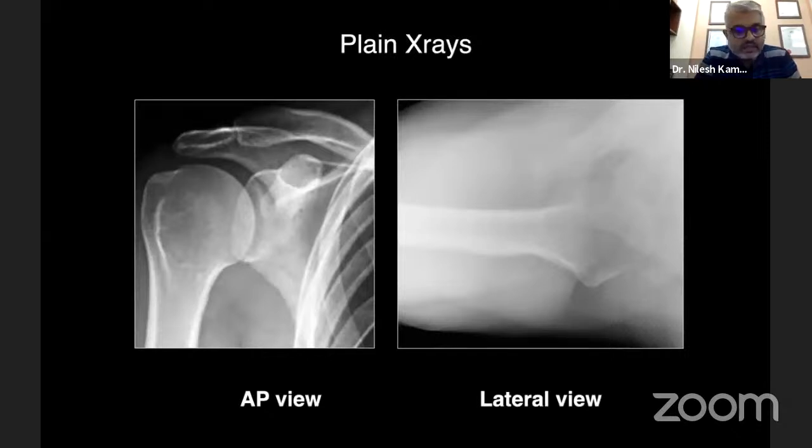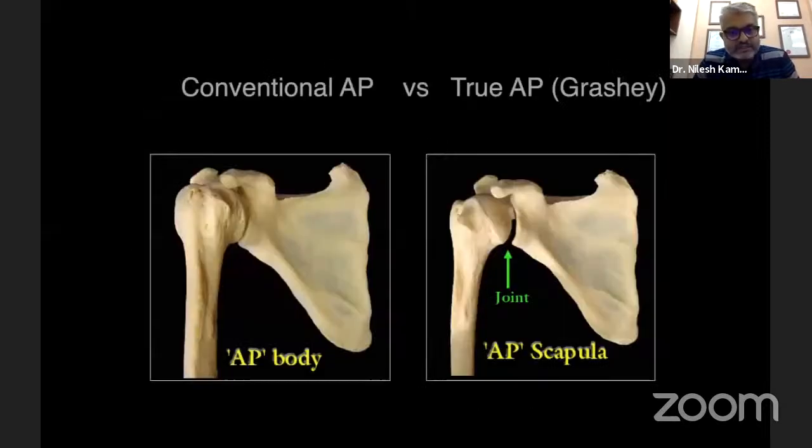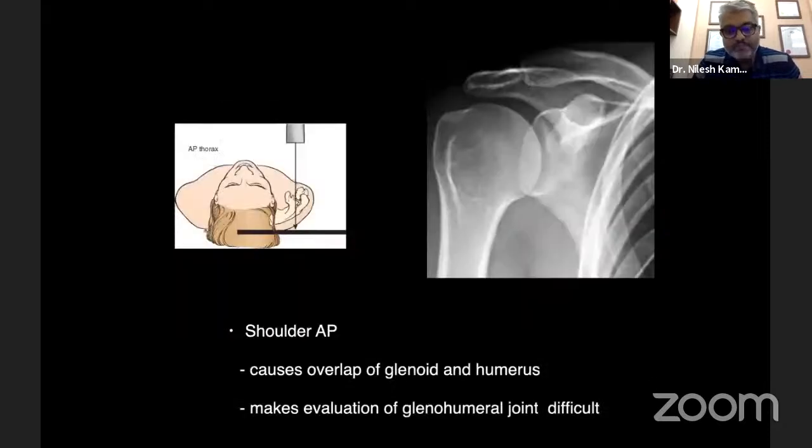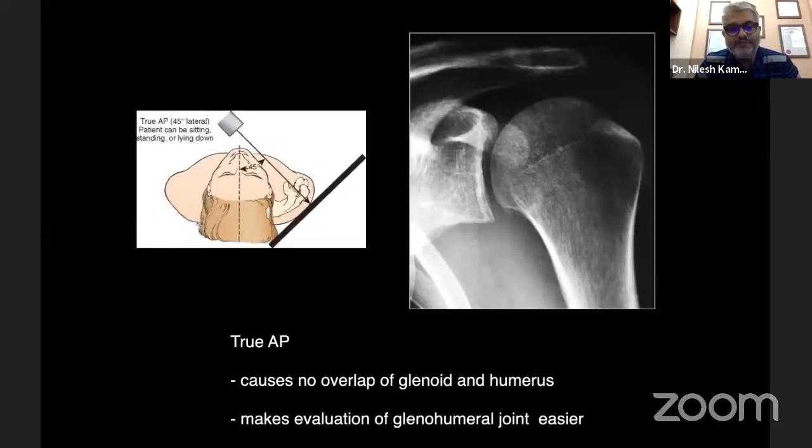When a patient comes in, I guess most of us would offer an AP X-ray and a lateral X-ray, but then are these enough? And this is where the concept of true AP versus conventional AP comes into the picture. When you're looking at a true AP, there is effectively an overlap between the glenoid margins and the humeral head. So it really does not allow proper assessment of the glenohumeral joint. But if you're getting a true Grashey view, with the 45-degree inclination along the plane of the scapula, this does not have any overlap of the glenoid and the humerus and makes evaluation of the glenohumeral joint easier.